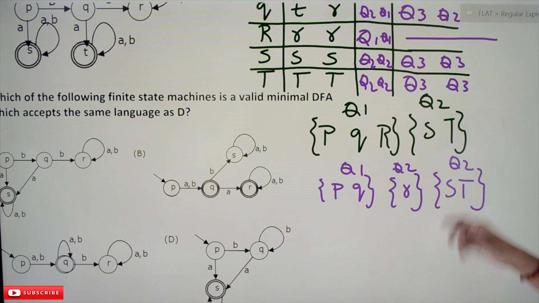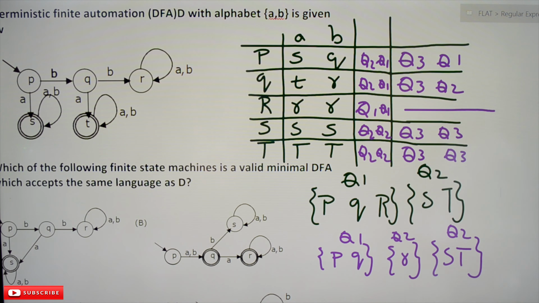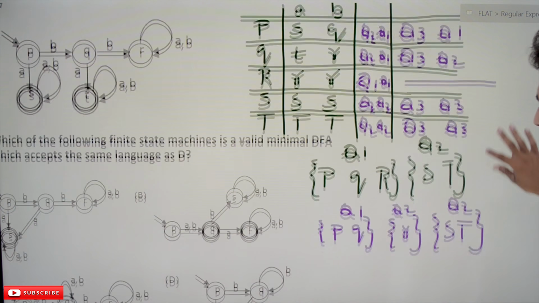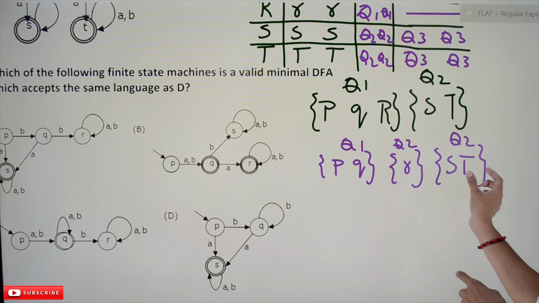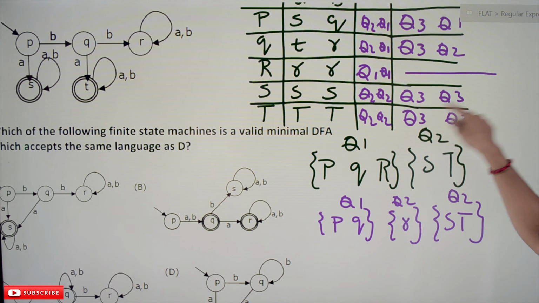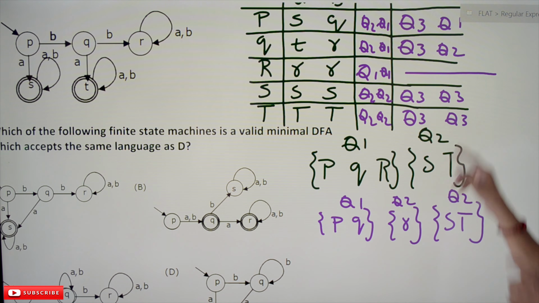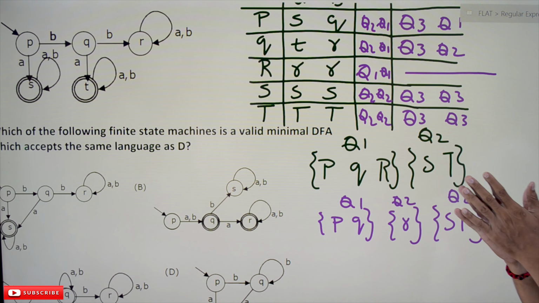Again, repeat this process until you don't get any new changes. So that is what Q3, Q1, Q3, Q2, Q3, Q3, Q3, Q3. If you do it again, in this one, we got these 2 separated. P is separated, Q is separated, because they are moving to different states. So in the next step we will get P as one set, Q as one set, R as one set, and these 2 as one set. These 2 are not changing. Q3, Q3, Q3, Q3. So these 2 can be combined.